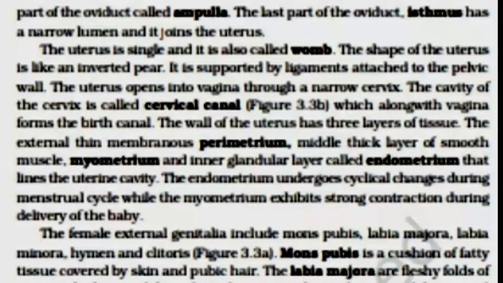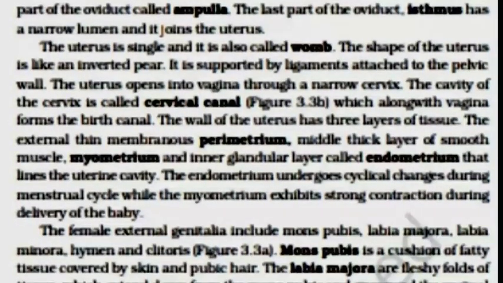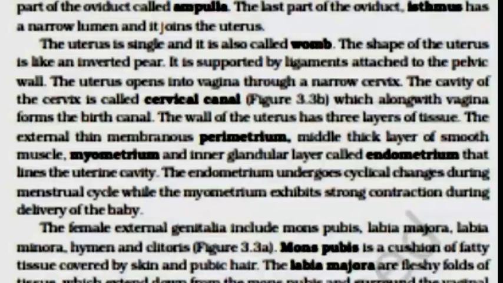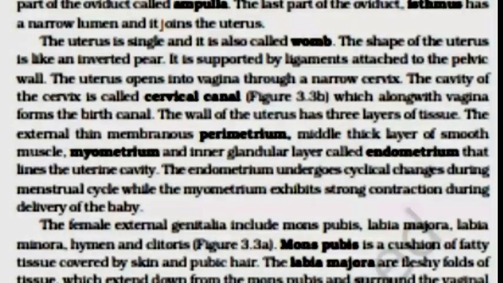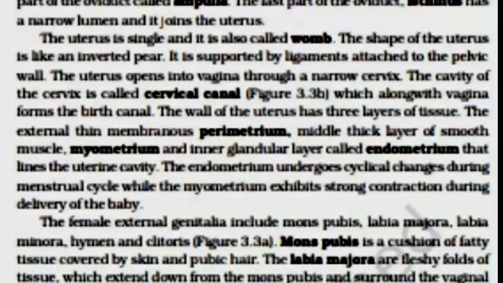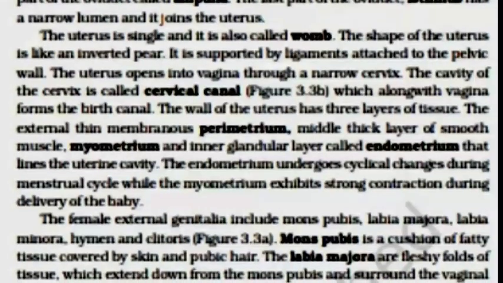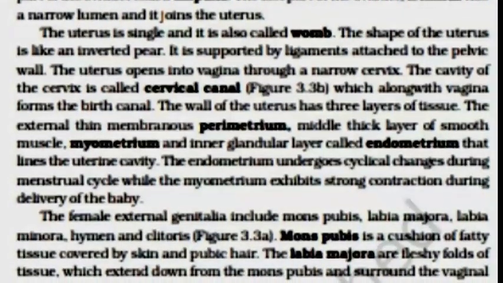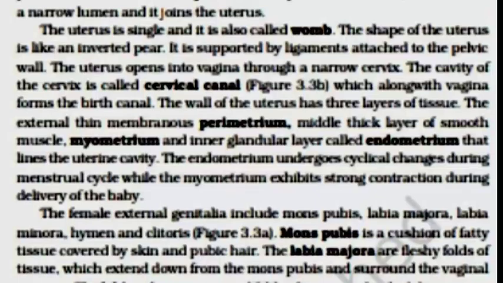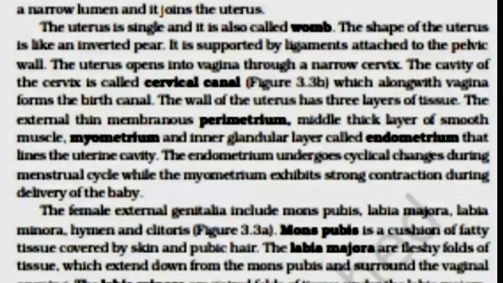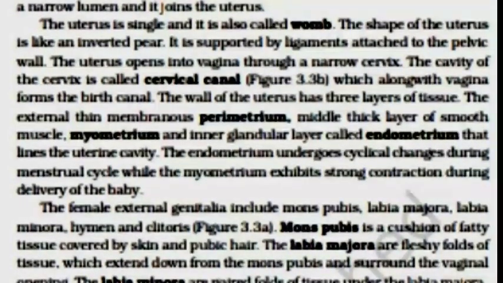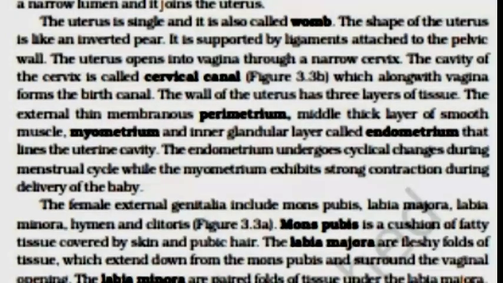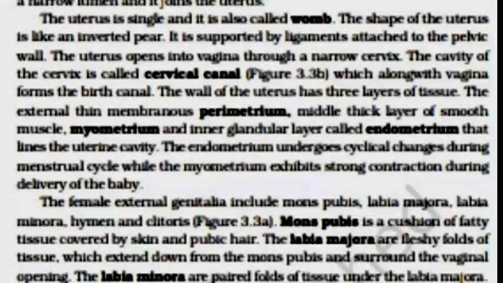The shape of the uterus is like an inverted pear. It is supported by ligaments attached to the pelvic wall. The uterus opens into the vagina through a narrow cervix. The cavity of the cervix is called cervical canal, which along with the vagina forms the birth canal.